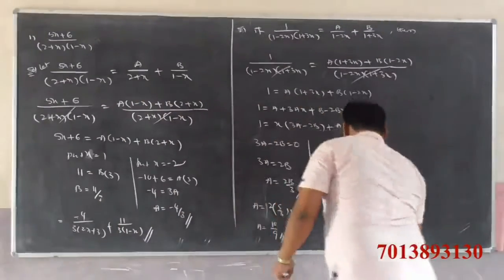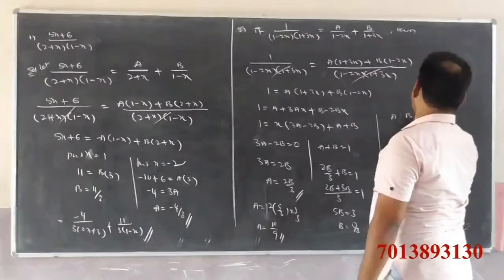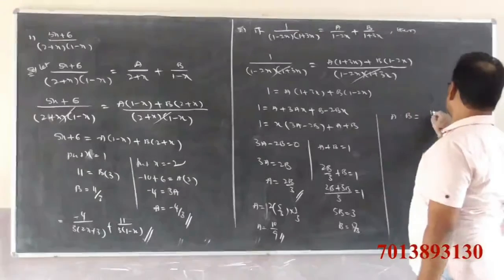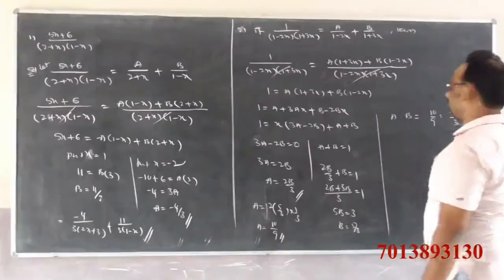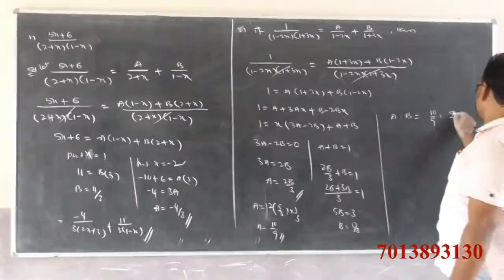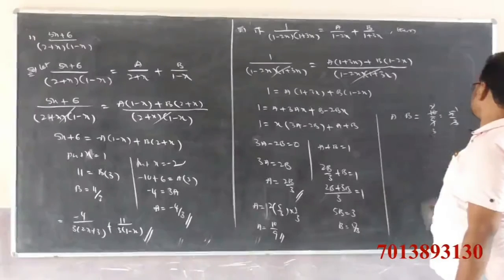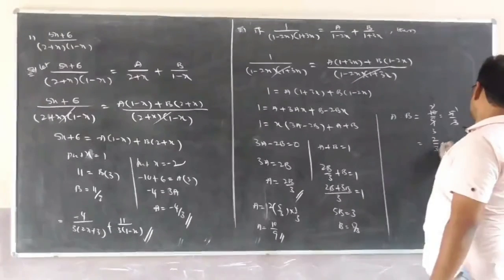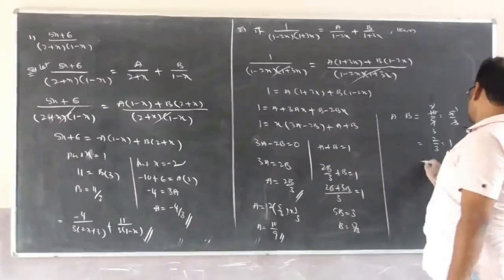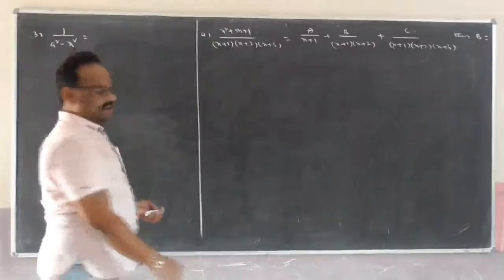We want the ratio of a and b, so we want a is to b. Clearly, a value 10 by 9 is to b value 5 by 3. So 5 ones, 5 twos, 3 ones, 3 threes. That is equal to 2 by 3 is to, we get here 1. So that is equal to 2 is to 3. So a is to b is equal to 2 is to 3.